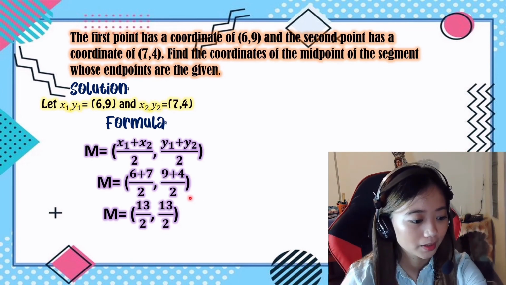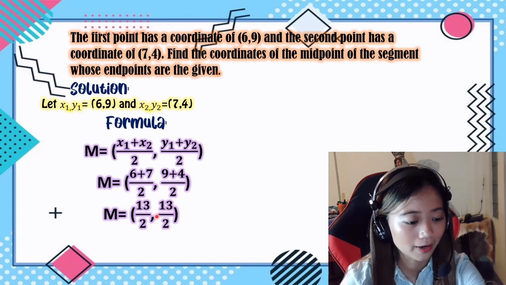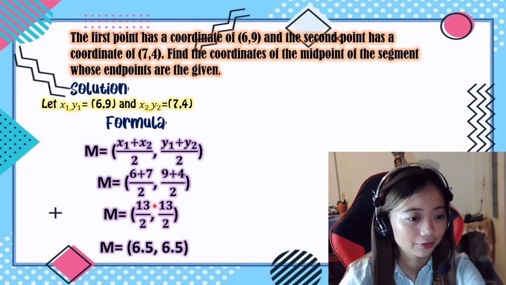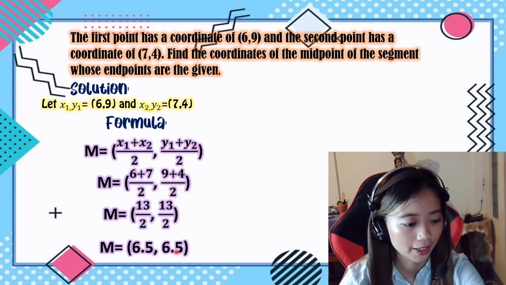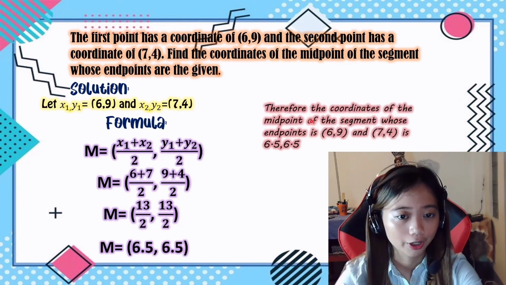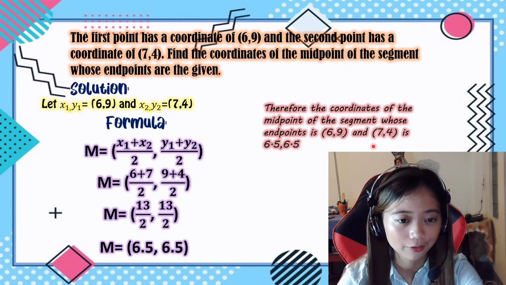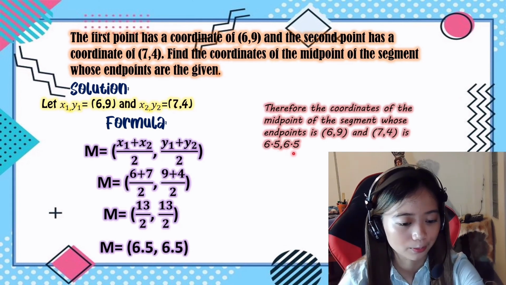So, 6 plus 7 is equal to 13 over 2. 9 plus 4 is equal to 13 also divided by 2. And then after that, 13 divided by 2 is equal to 6.5. And 13 divided by 2 again is equal to 6.5. Therefore, the coordinates of the midpoint of the segment whose endpoints are 6, 9 and 7, 4 is the ordered pair 6.5 and 6.5.